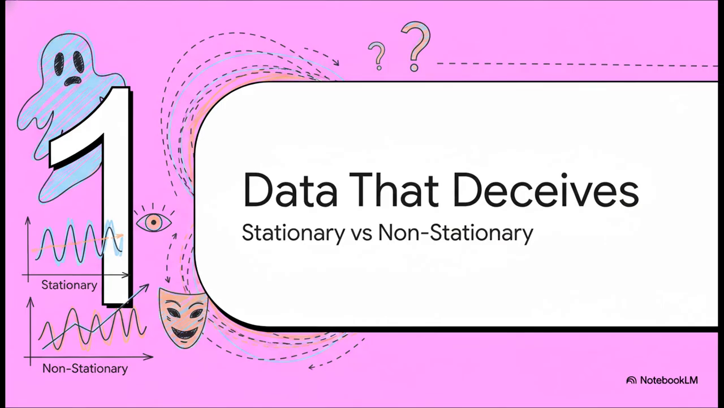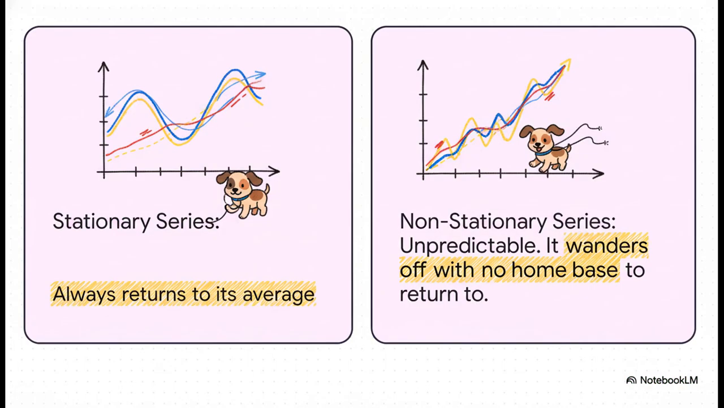Okay, so this ghost, it doesn't just appear anywhere. It lives inside a very specific type of data. And to unmask it, we have to know the difference between two fundamental kinds of time series data, the ones that behave and the ones that deceive. So on one side, you have what we call stationary data. Think of it like a really well-behaved dog on a leash. It might sniff around and wander a little bit, but it always comes back to you. Its average, its variance, all its statistical properties, they stay constant over time.